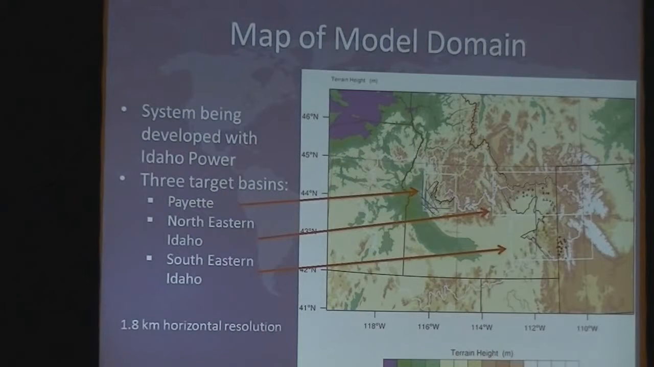But first, let me just show you this model domain. So this colored map here is the full model domain. It's a single grid that I mentioned, 1.8 kilometer resolution. The three areas that we're running the seeding decision algorithm on are the Payette River Basin here. The actual basin is the black outline and white outline, but this white box is the full domain that we're running the algorithm over to determine if optimal seeding conditions exist.